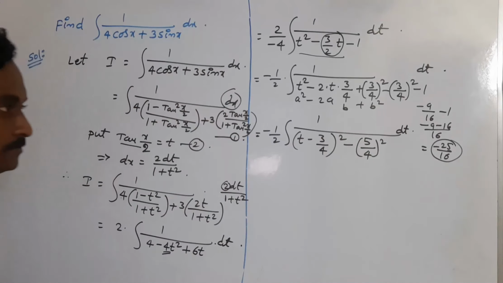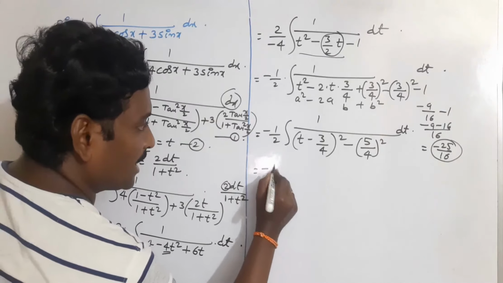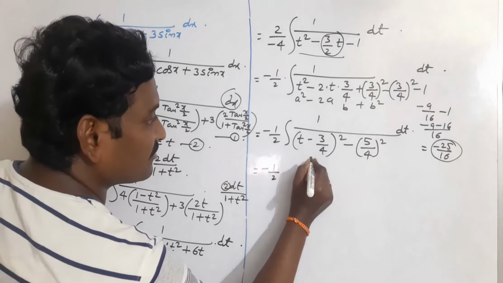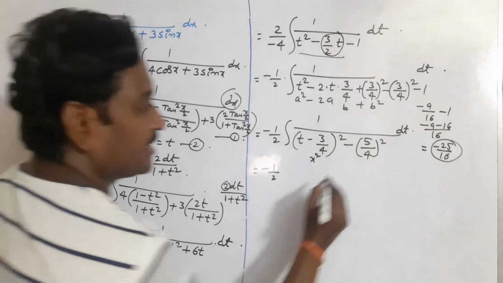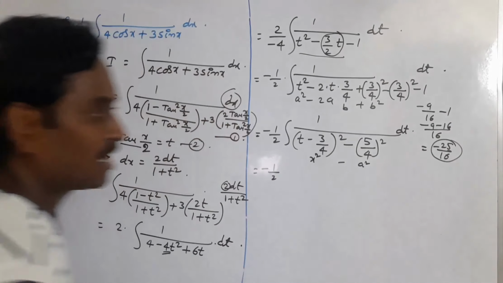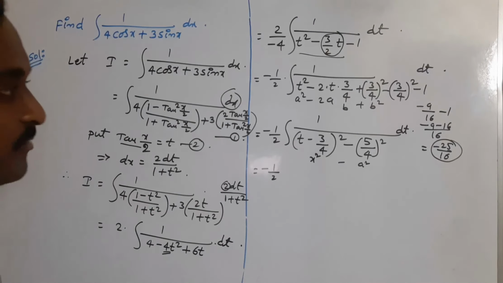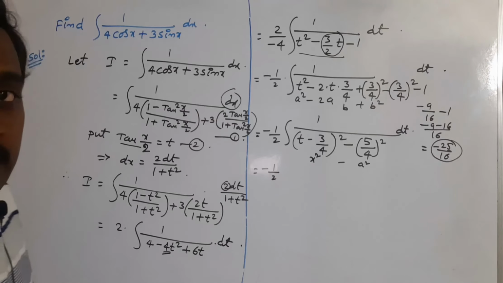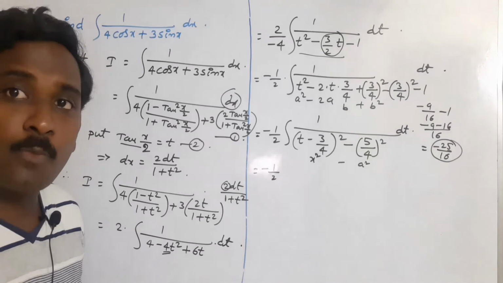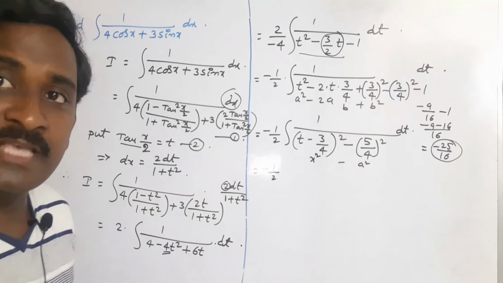dt. So this is equal to minus half into, again this is in the form of integration of 1 by x square minus a square. Already you all know that. What is the formula for 1 by x square minus a square? 1 by 2a into log mod x minus a by x plus a plus c.